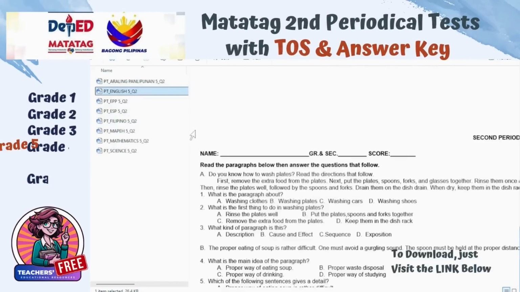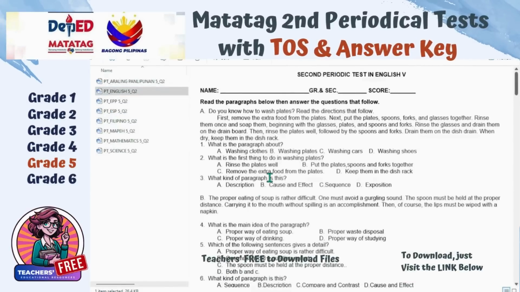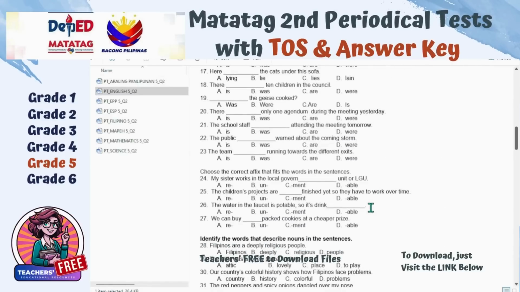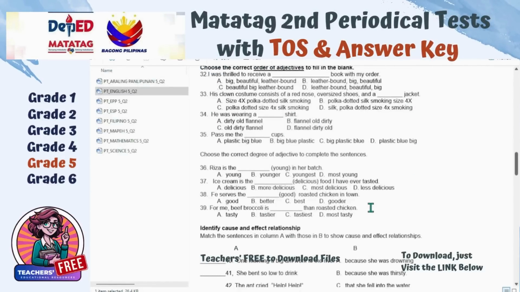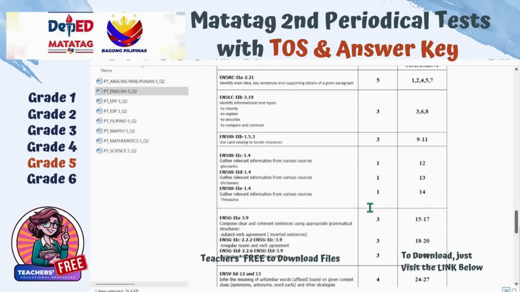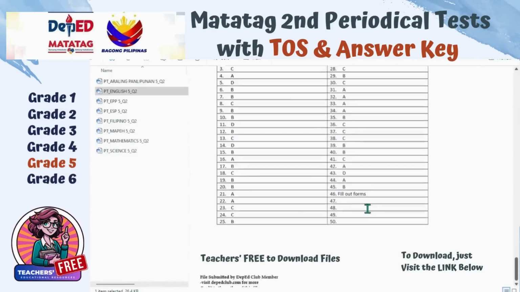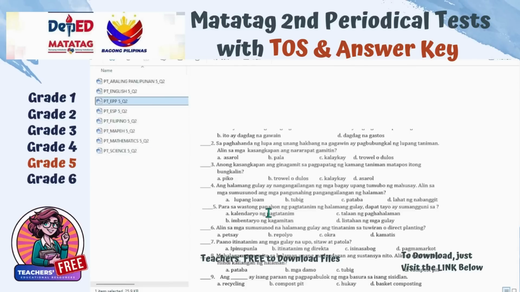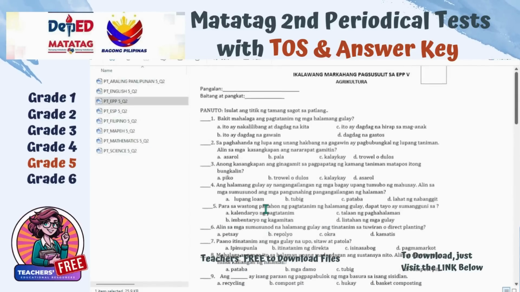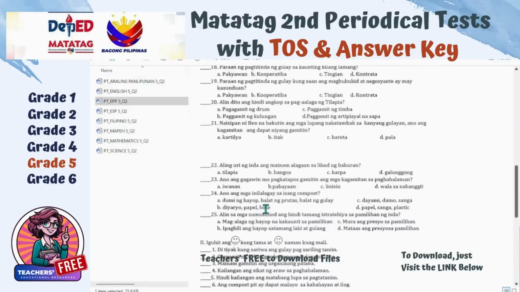We also have the English 5-second periodical test, which covers: You'll identify the main idea, key sentences, and supporting details in paragraphs. You'll also classify, explain, and compare different informational text types. You'll practice using a card catalog and gathering information from glossaries, dictionaries, and thesauruses.